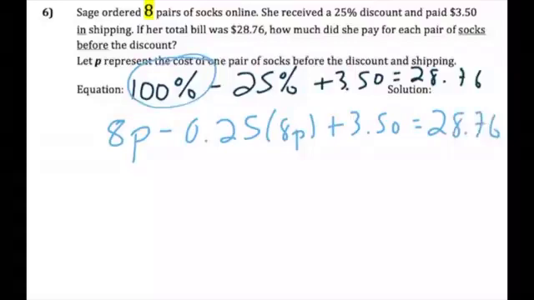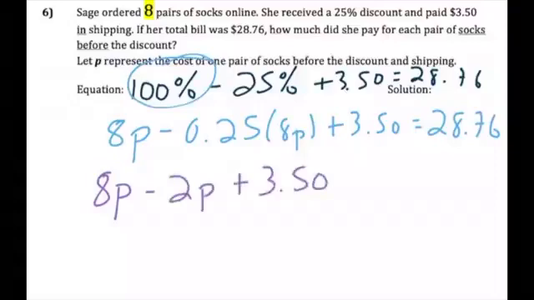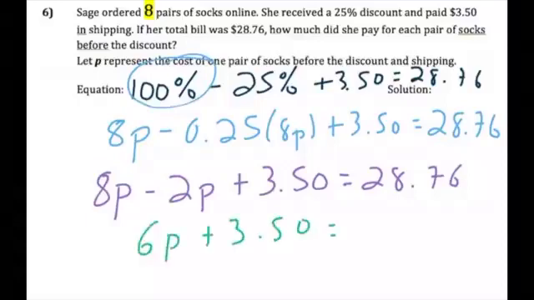Okay, now 0.25 times 8p is just 2p, so I have 8p minus 2p plus $3.50 equals $28.76. Now 8p minus 2p is 6p plus $3.50 equals $28.76. Okay, before I solve this any further, I'm going to look at the second way to write this equation. I'm just going to jump to the next page.